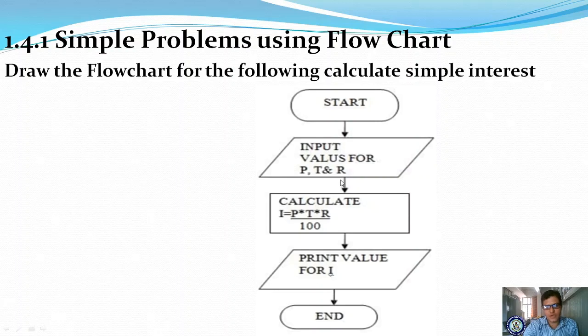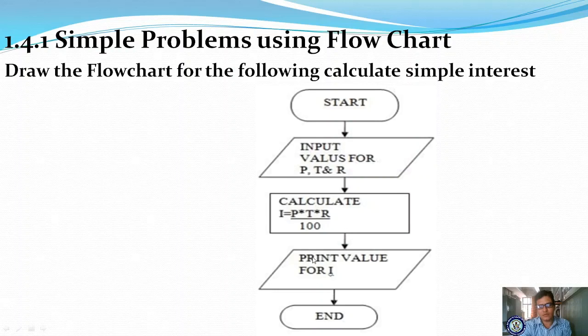After inputting that, then what you are doing? You are processing. Rectangle indicates process. So what is the process I am doing? I is equal to P into T into R by 100. I am calculating. So here always the rectangle indicates the process. This process is the simple interest formula. What is the formula of simple interest? P into T into R by 100. Whatever the process has done, it will be stored in the result in the form of I.